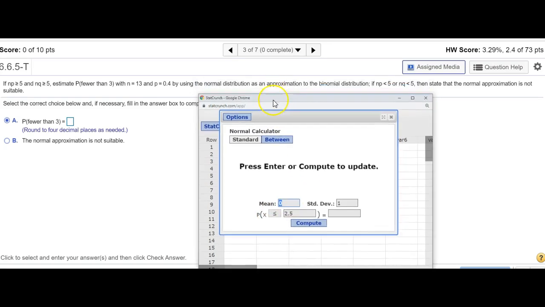Here, the mean is going to be n times p. So we have 13 times 0.4. Sorry, the mean is going to be n times p, which would be 5.2. The standard deviation is the square root of n times p times q, which would be 1.766355.